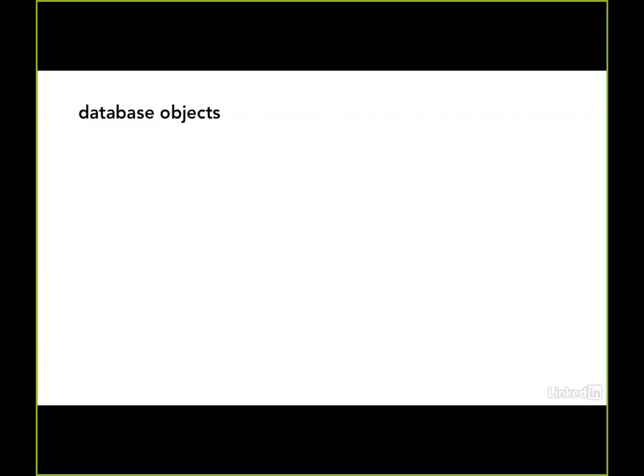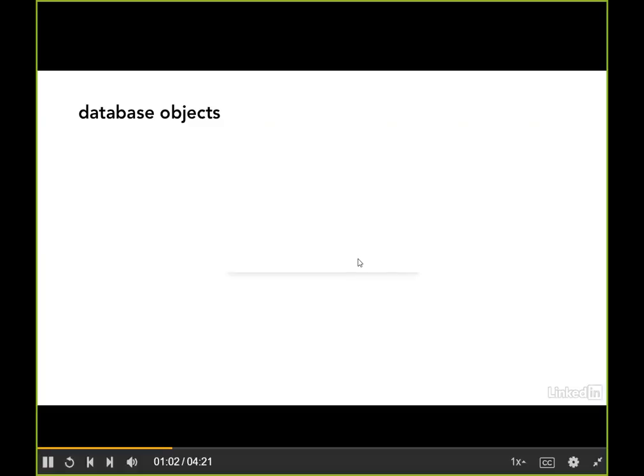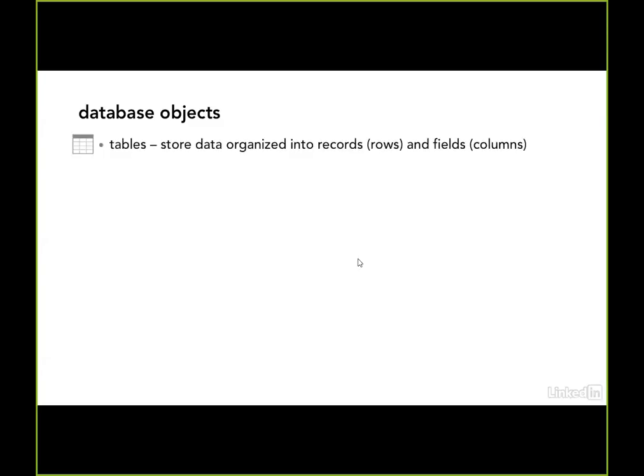To do all of that, an Access database uses 5 main components. These components are collectively called database objects, and each has a unique role to play in managing your data. The first object is a table. Tables are where the data lives.